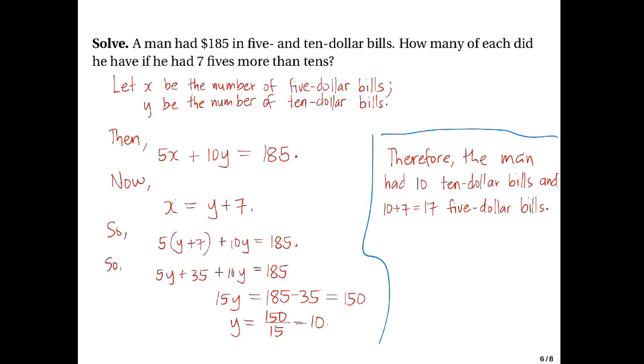Okay? And you can check if he had 10 $10 bills, that's total of what? $100. And then if he had 17 $5 bills, 17 times 5, that's exactly 85. So 100 plus 85, that's your $185 in here. So you just do the checking part. Okay, but up to this point, we are good.